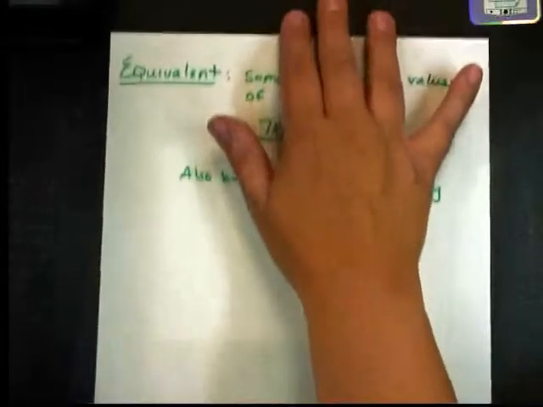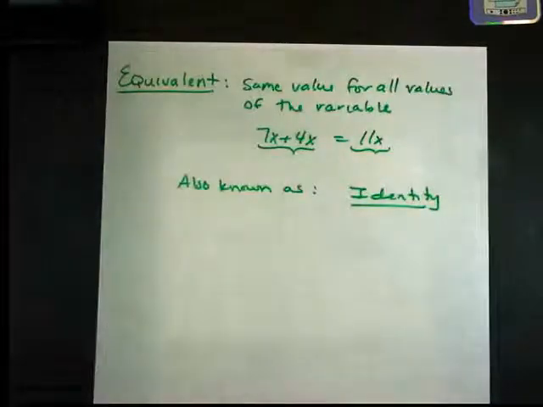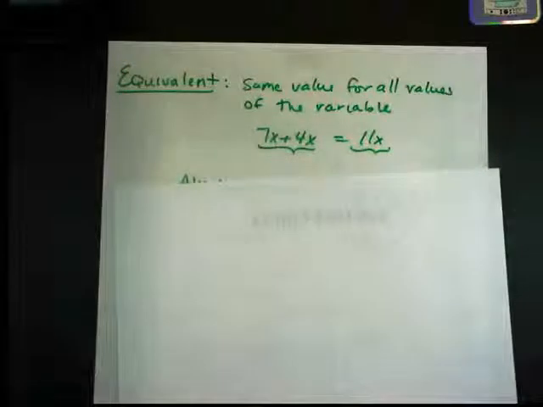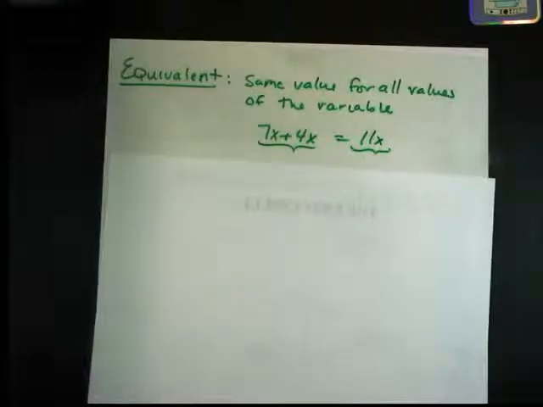Equivalent. Equivalent is the same value for all values of the variable. Equivalent is equal. And you can see the word equal almost in the word equivalent. But we don't use the word equal. It's just kind of a little mathematical thing. When we say things are equivalent, yes, we're saying they're equal, but we're just using a different terminology. The same value for all values of the variable.